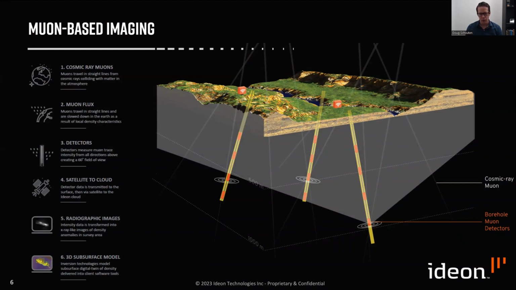Within this field of view, any muon that passes the detector is recorded, and its trajectory, its direction, is recorded as well. And so we know where the muon came from. Over time, we build up a profile of where muons are coming from and where they're preferentially not coming from. That's essentially a map of average density in each direction. That develops a single radiographic image for each detector. And so from a single detector location, we can actually define the location of a dense anomaly, at least in a directional sense from the detector.